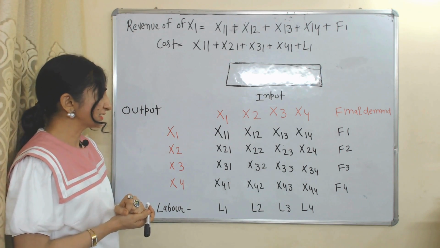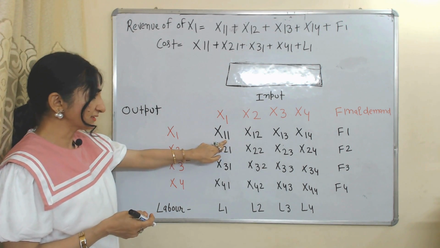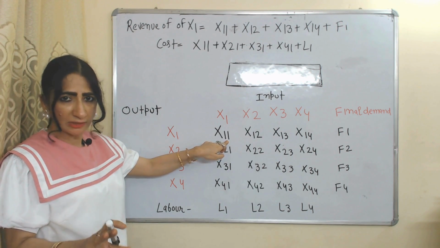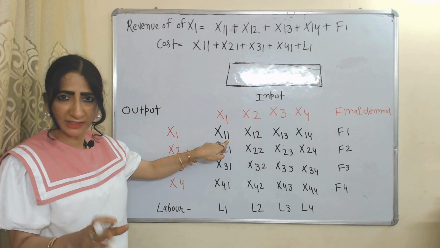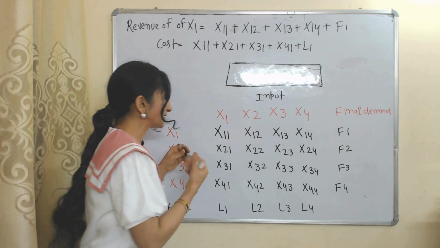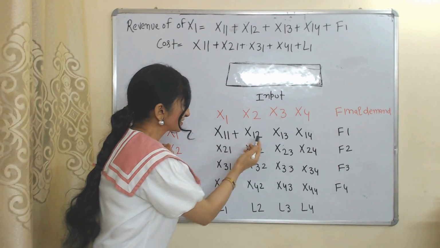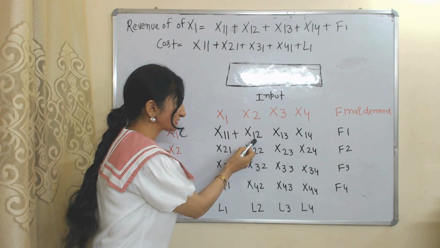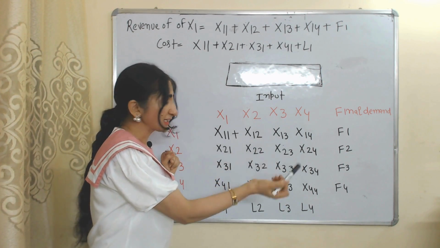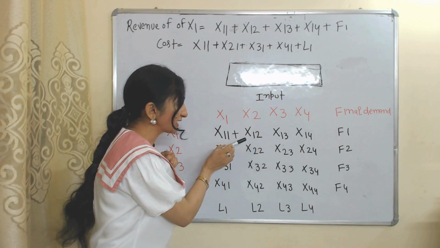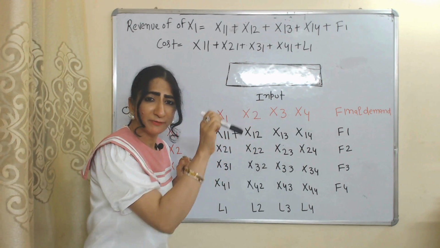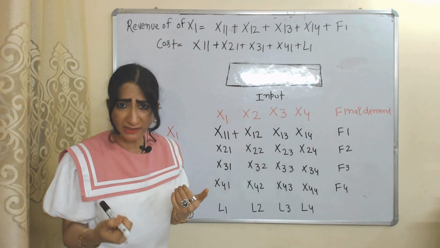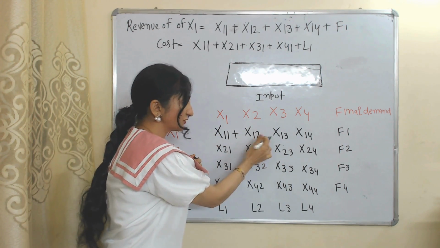So here you can see in this case the X11 company is using its own output as an input. Obviously through this process it will generate some income. Plus here you can see the second industry using the output of the first industry as an input, or you can say that the first industry is selling its output to the second industry. When the first industry sells its output to the second industry, obviously in return it will receive some income. So it is part of its income.